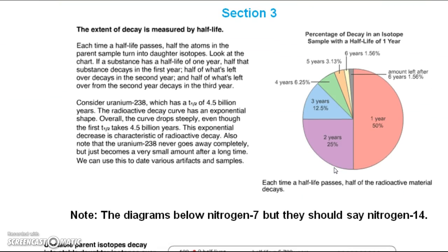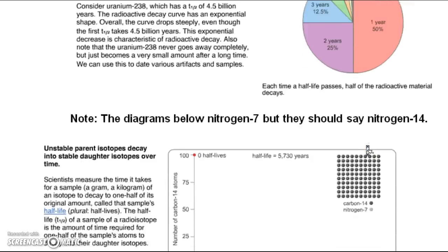All right, section 3. The extent of decay is measured in half-life. All right, so let's say I have 100 atoms, and the half-life is 1 year. So if I have 100, and after 1 year, it's going to decrease by half. It's going to be divided in half, so I'm going to be down to 50.